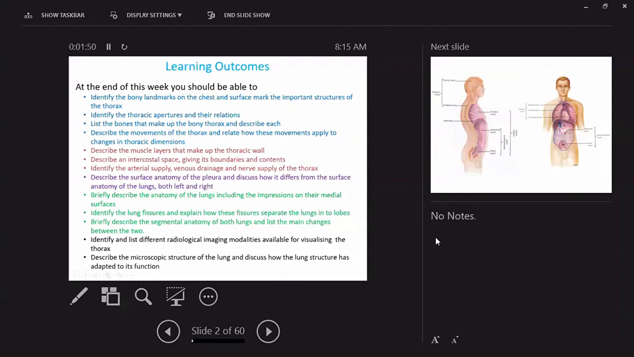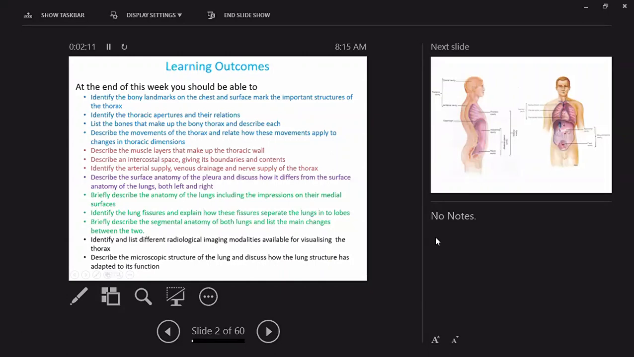Then identify arterial supply, venous drainage, nerve supply. Describe the surface anatomy of the pleura. This has been given very often as a long question, essay question. Discuss how it differs from the surface anatomy of the lungs. So purple is pleura. Then green, we go into the lung proper. Briefly describe anatomy of the lungs. You should be able to do this.